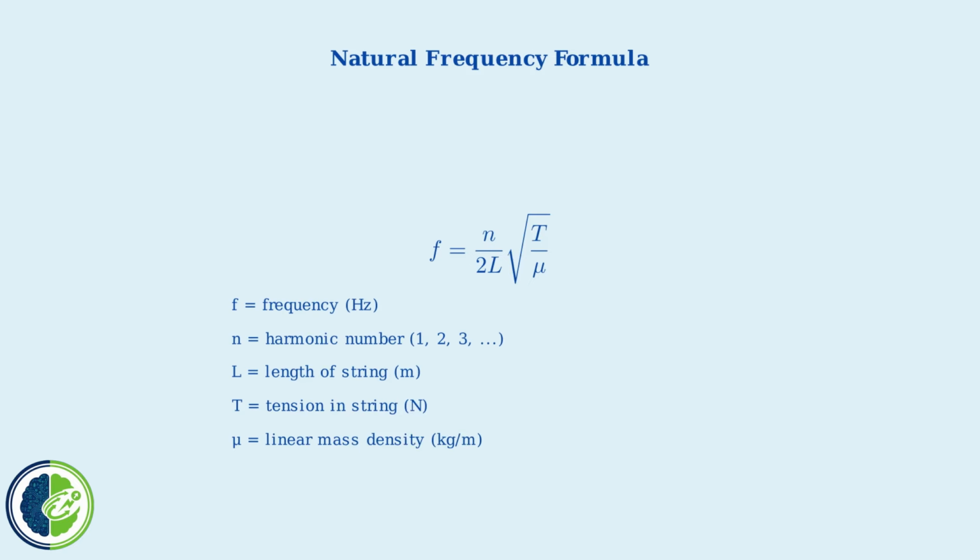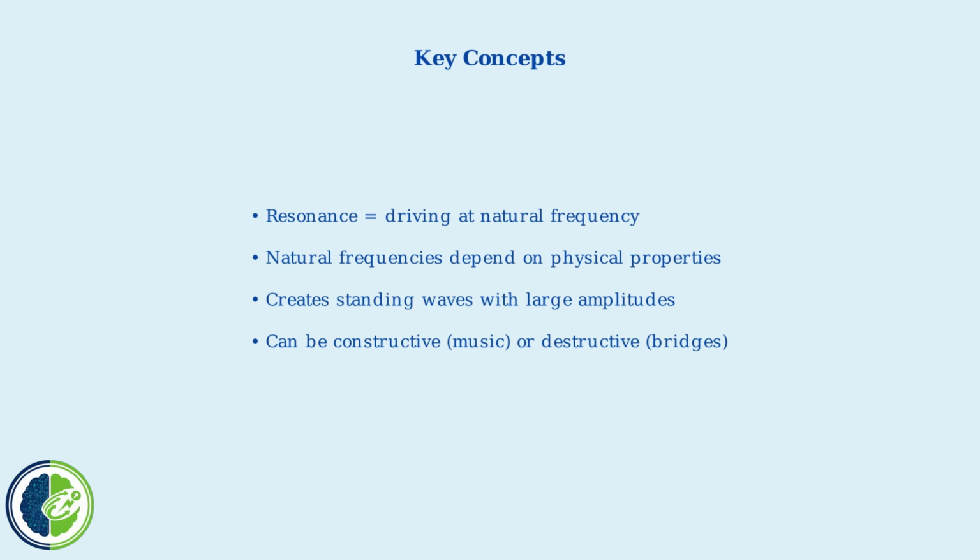The natural frequencies of a vibrating string can be calculated using the formula f = (n/2L)√(T/μ), where f is the frequency, n is the harmonic number, L is the length, T is the tension, and μ is the linear mass density. Resonance occurs when systems are driven at their natural frequencies, creating standing waves with large amplitudes. Understanding resonance is crucial for both harnessing its benefits in musical instruments and avoiding its potentially destructive effects in engineering structures.